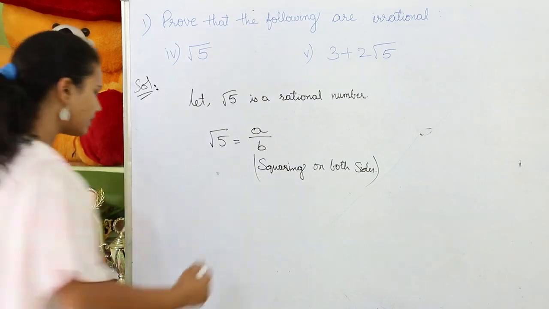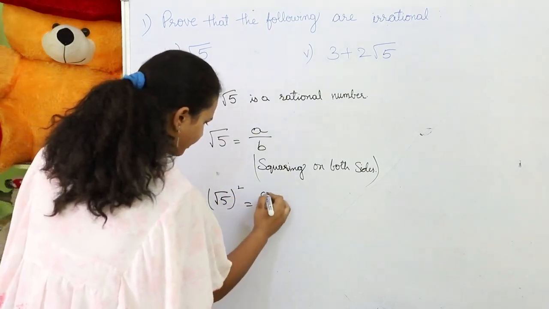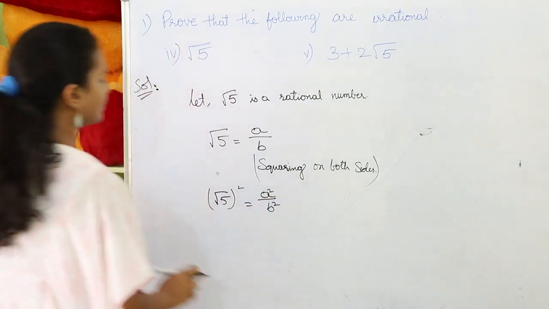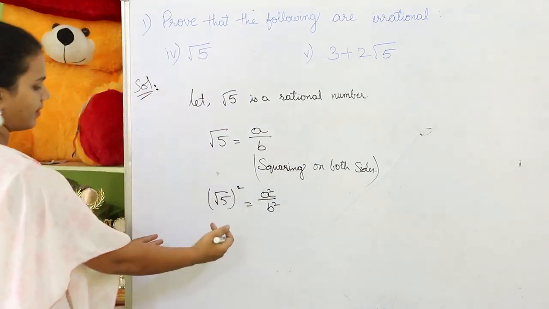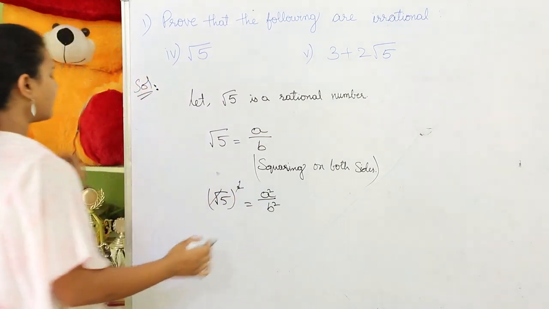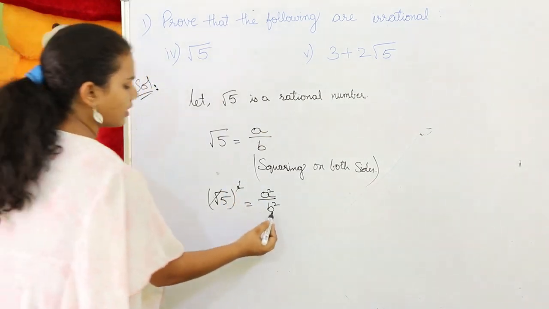Now let's square on both sides, where root 5 whole square equals a by b whole square, that is a square by b square. Now the square and root get cancelled on the LHS side. So on the other side you have b square.